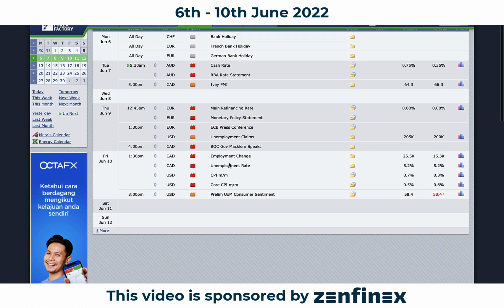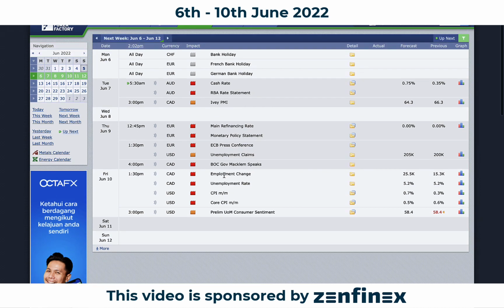Okay, and on Friday itself we do have the CAD and the US side. So for Canada, we have the employment change and unemployment rate, and of course for the US over here we have the core CPI, okay, which can give us some volatility in the market because these two data are rather important to the Canadian dollar and the US dollar respectively as well. Okay, so do take note of what some of the risk events are if you're trading the respective currency. Okay, do take note of that as well.